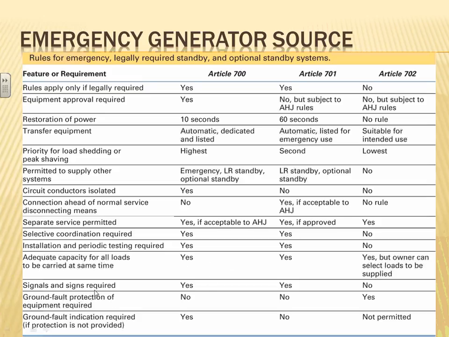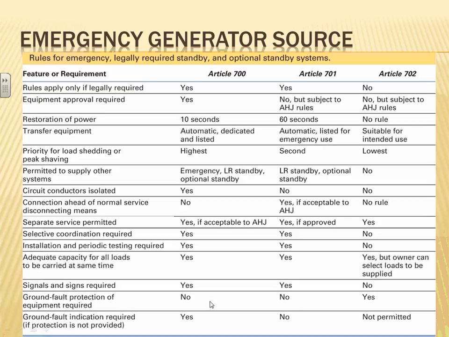And signals and signs required, I believe in 2000, signals and signs, yes for both of these. So you have to have, I have a picture of it, a place where you can signal what's going on in the generator if the battery is down or low oil and so forth for both of them, not for the optional. You don't have to do it for the optional.